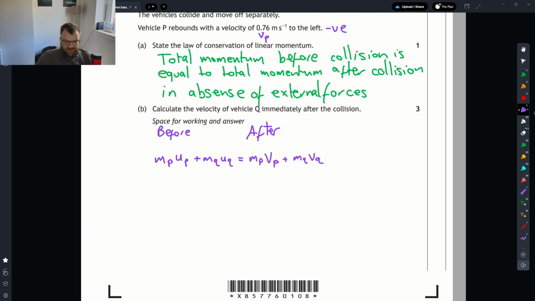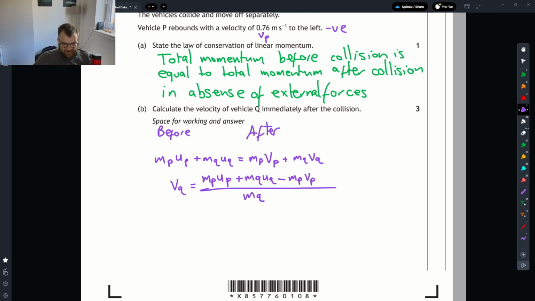So we're going to do some moving around to try and get to the final speed of Q at the end, all by itself. So this will move over and take away. And then we're going to be dividing by MQ. My before section stays the same. We're going to take away the P part afterwards, so MP VP, and then all over MQ.